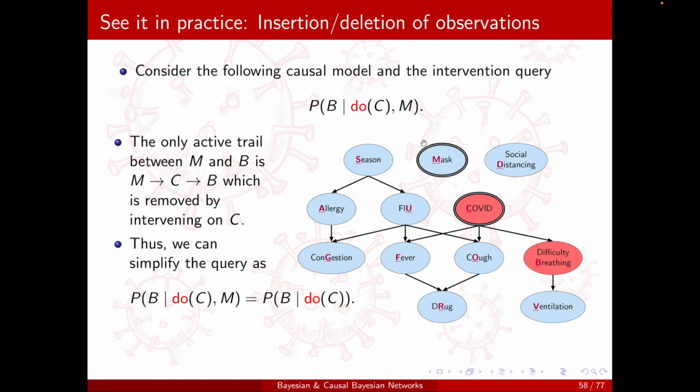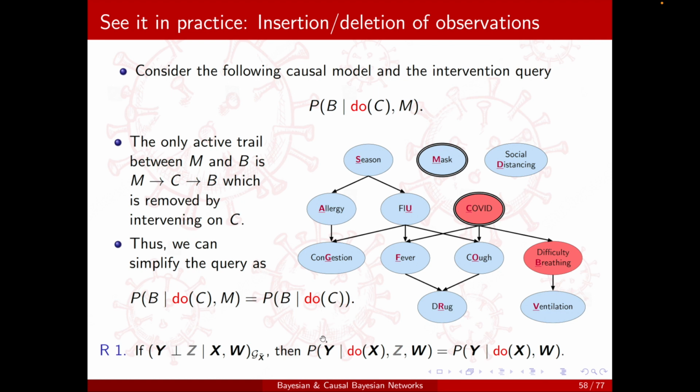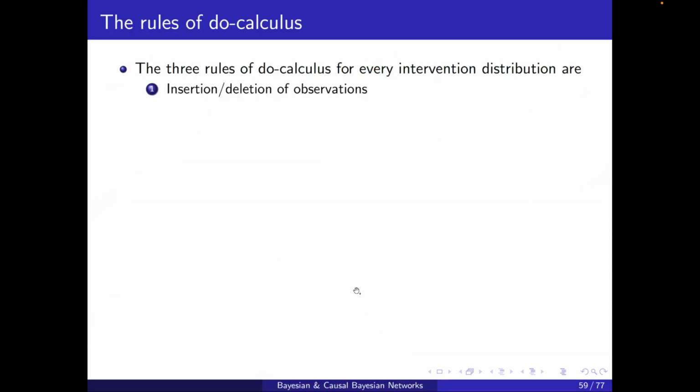So we can simplify this intervention query to P of B conditioned on do of C. I don't need M anymore, it will become d-separated. And here we go with our first rule. If in G X bar, once I remove the incoming edges of the intervened variables, we see that Y becomes independent of some observed node Z, then I can remove Z from the intervention query. That brings us to the first rule, as I explained.